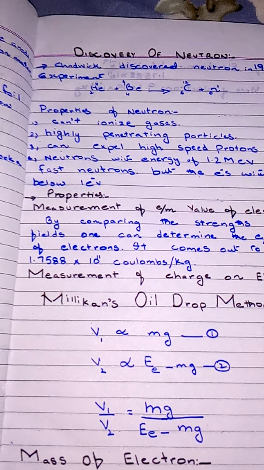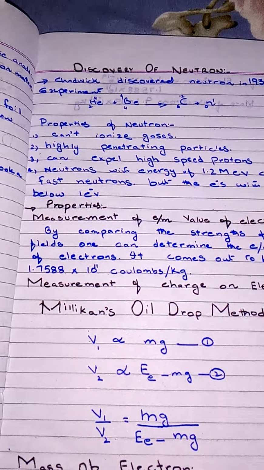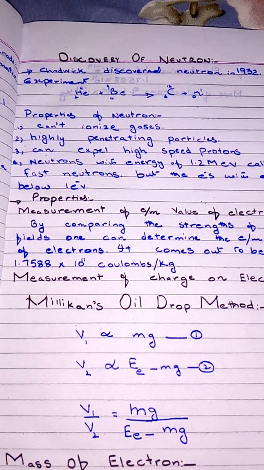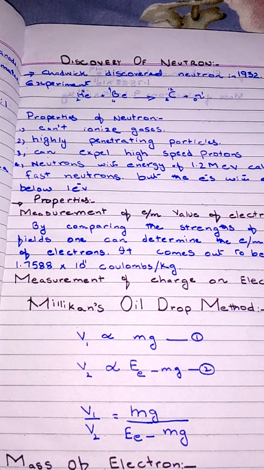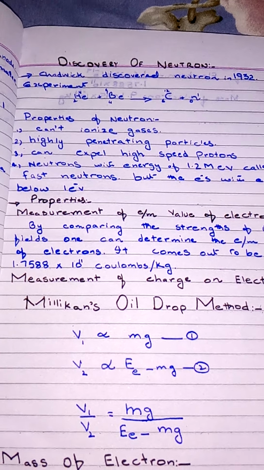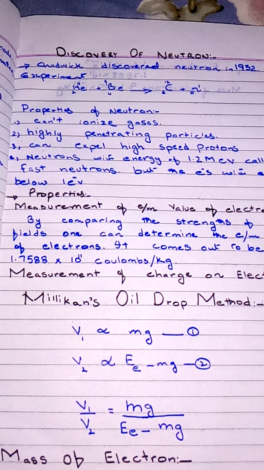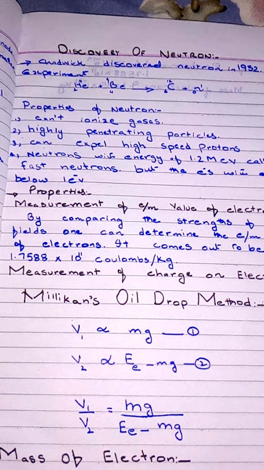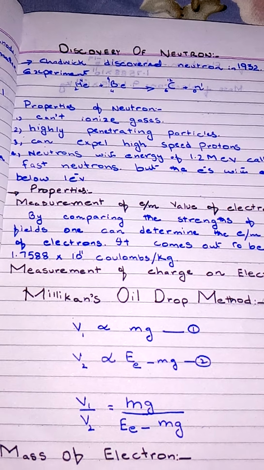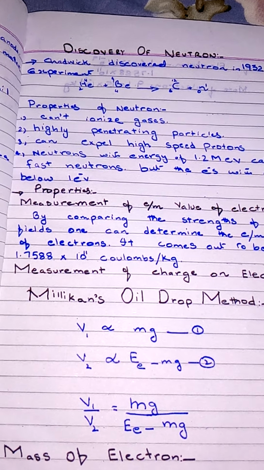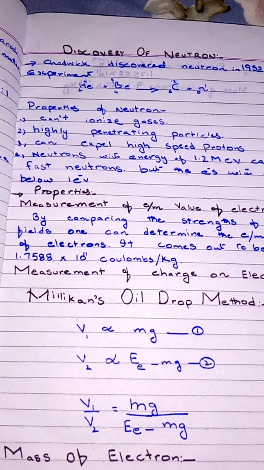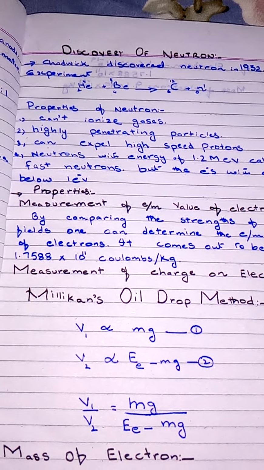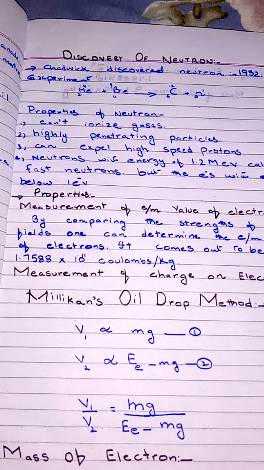And properties of neutron. Number 1, neutron cannot ionize gases because it is a neutral particle. Number 2, free neutron decays. A free neutron decays to give a proton with the emission of a neutrino and an electron. Number 3, high penetrating power. Neutrons have high penetrating power.